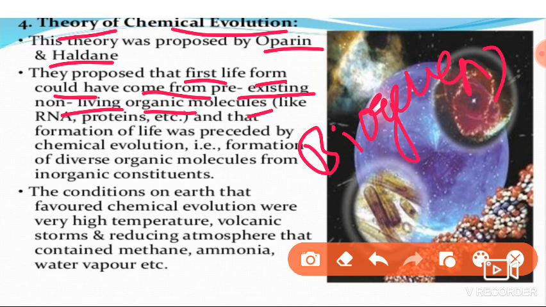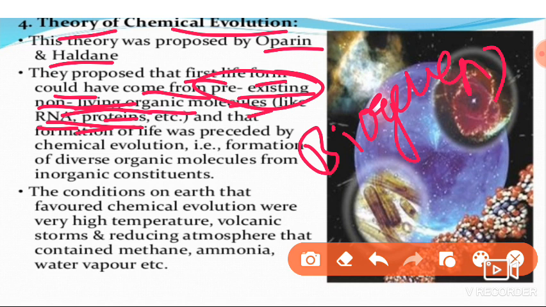Again, these two scientists gave the theory that pre-existing life originated from non-living organic molecules. Yes, for new life there is a pre-existing life, but where and when that pre-existing life came is also very important. So the theory here is that pre-existing life mainly originated from non-living organic molecules, for example RNA, proteins, other sugars, carbohydrates. These are all non-living organic molecules.